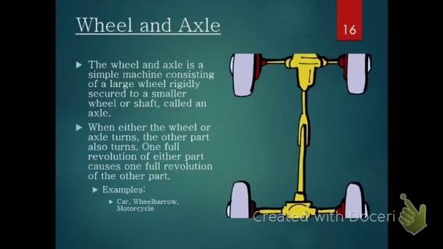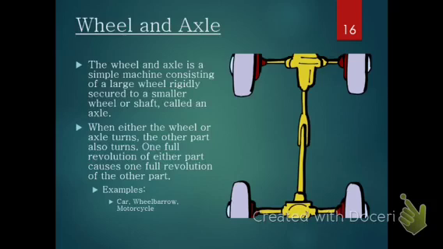All right. The wheel and axle is a simple machine that consists of a large wheel that's rigidly secured to a smaller wheel. If you think of a doorknob, one of the round ones, that's an example of a wheel and axle.